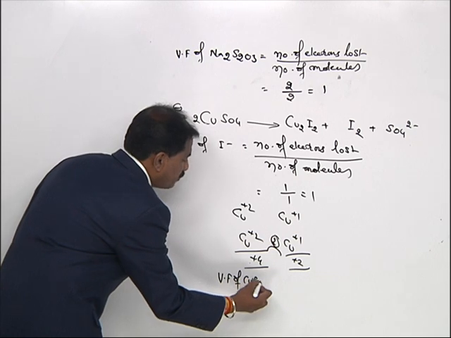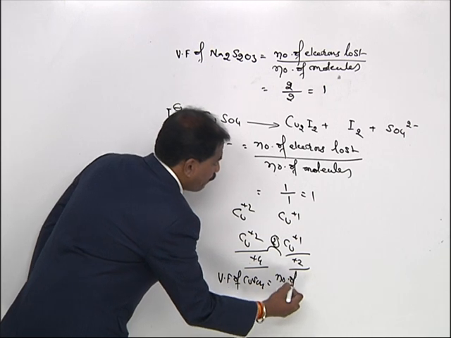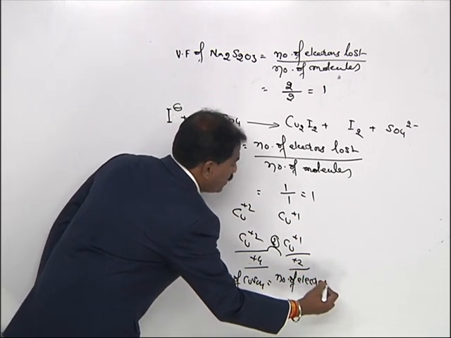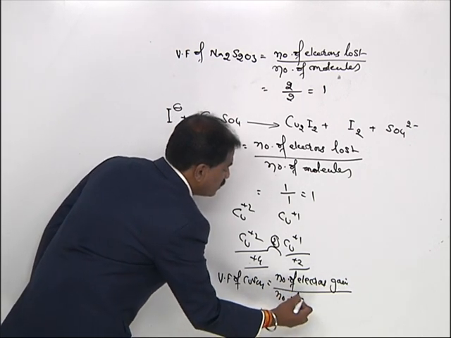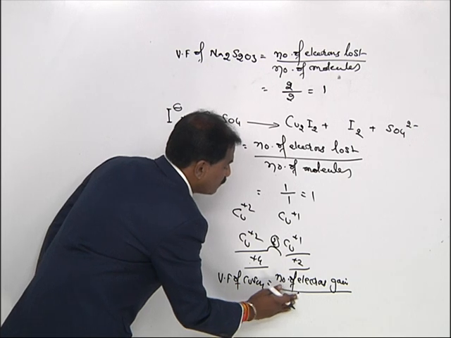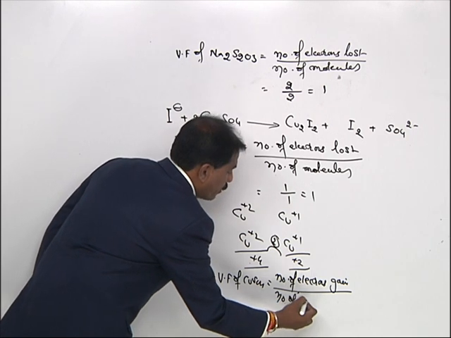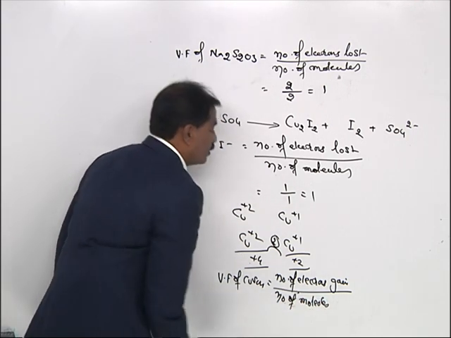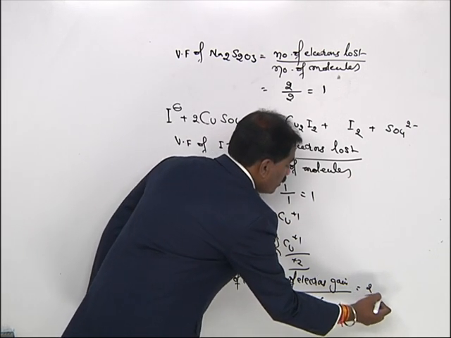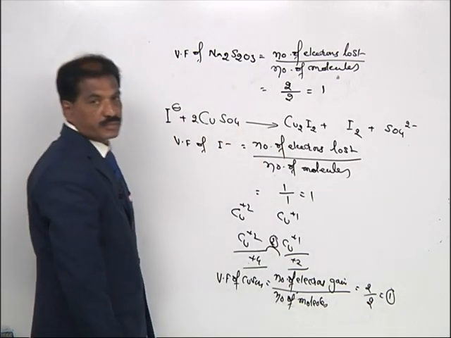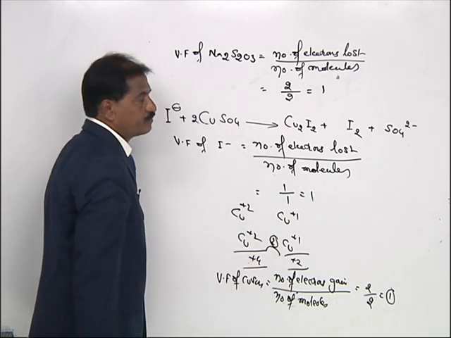Therefore, valence factor of copper sulfate is number of electrons gained by number of molecules. How many electrons? 2. Number of molecules 2. So, therefore 1. So, for copper sulfate, valence factor is 1.